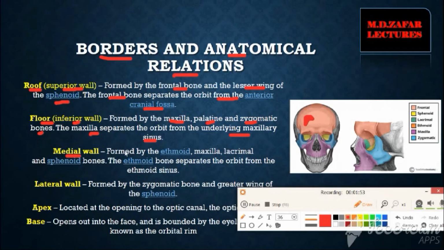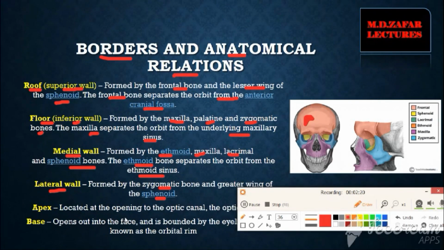The medial wall is formed by four bones, namely ethmoid, maxilla, lacrimal, and sphenoid bone. Ethmoid bone separates the orbit from the ethmoid sinus. Talking about the lateral wall, it is formed by the zygomatic bone and the greater wing of sphenoid. Now we know that the lesser wing of sphenoid is making the superior wall and the greater wing of sphenoid is making the lateral wall of the orbit.